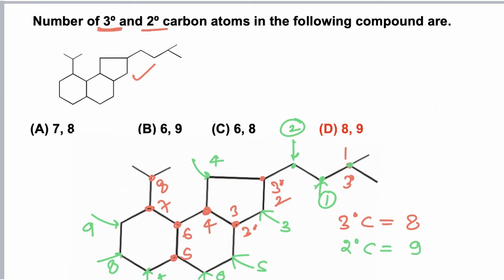If we have to count 1 degree carbon, so this is 1 degree carbon, 1 degree carbon, 1 degree carbon and 1 degree carbon, and 1 degree carbon is equal to total 4. So correct answer is D, 3 degree carbon 8 and 2 degree carbon 9.